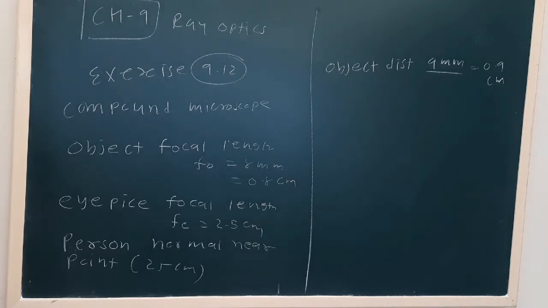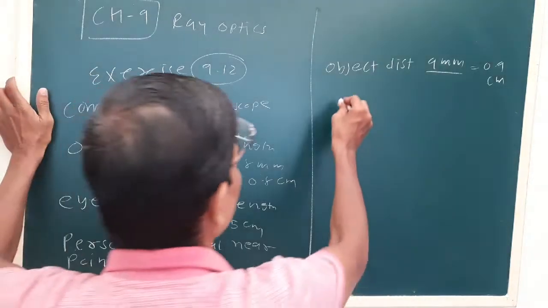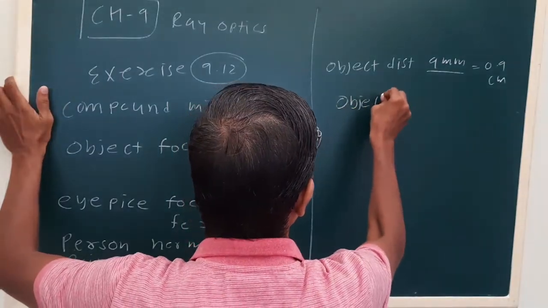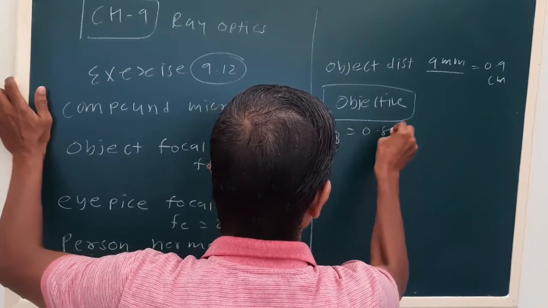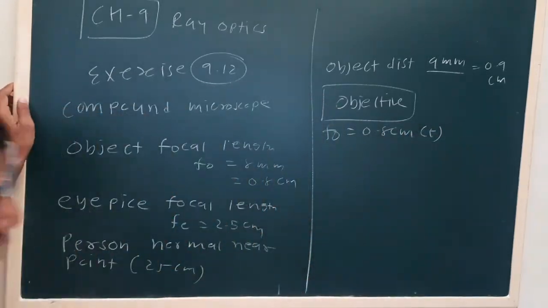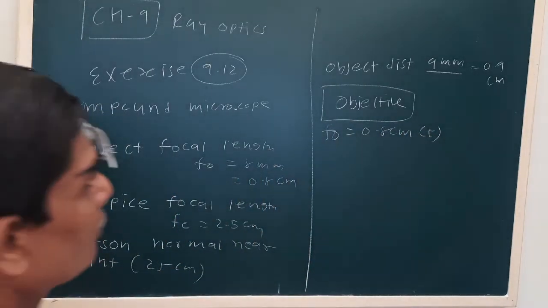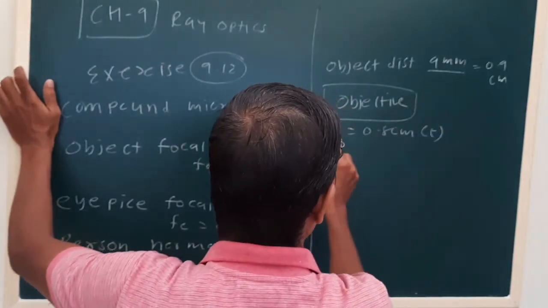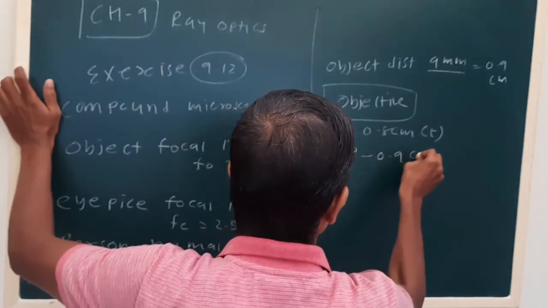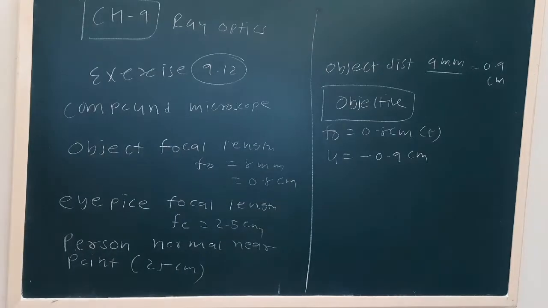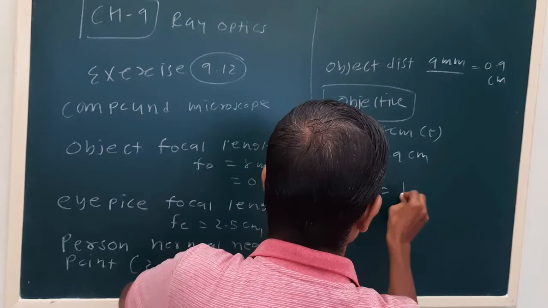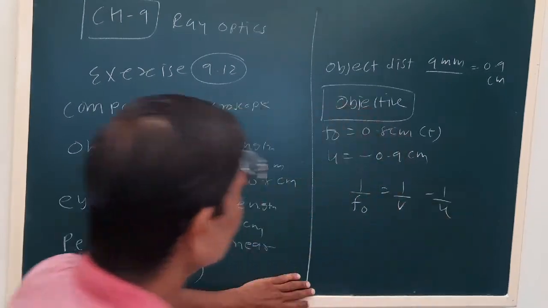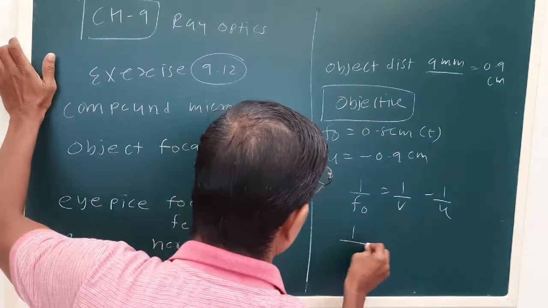Now see here, first we start with the objective. Focal length is 0.8 centimeter. Now the convex lens focal length will be positive. Now object is at 9 mm, that is 0.9 centimeter. Now first we calculate the image distance, 1 by FO is 1 by V minus 1 by U. Focal length is 0.8.